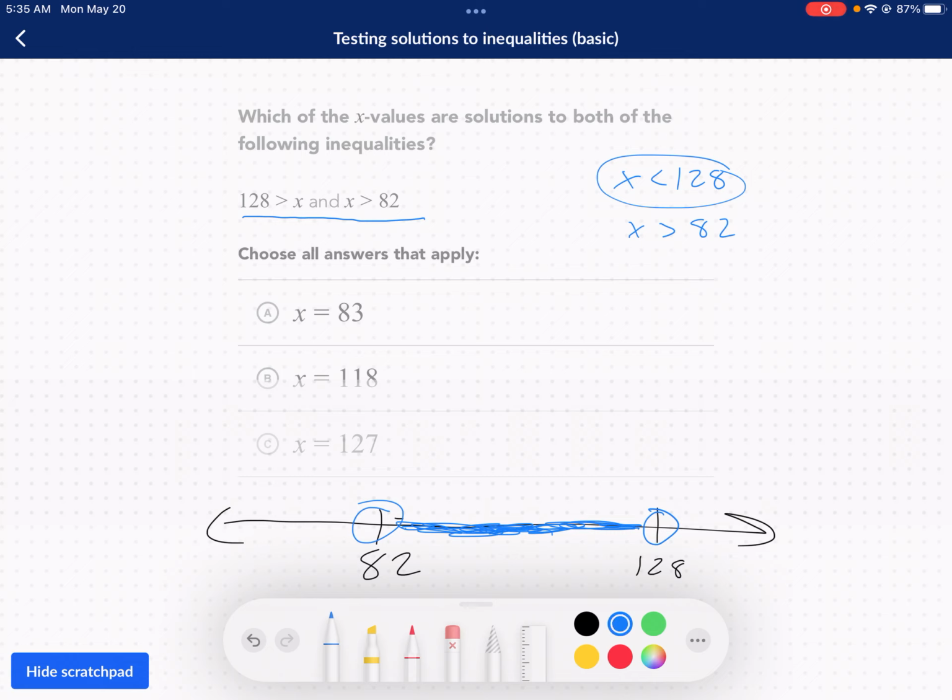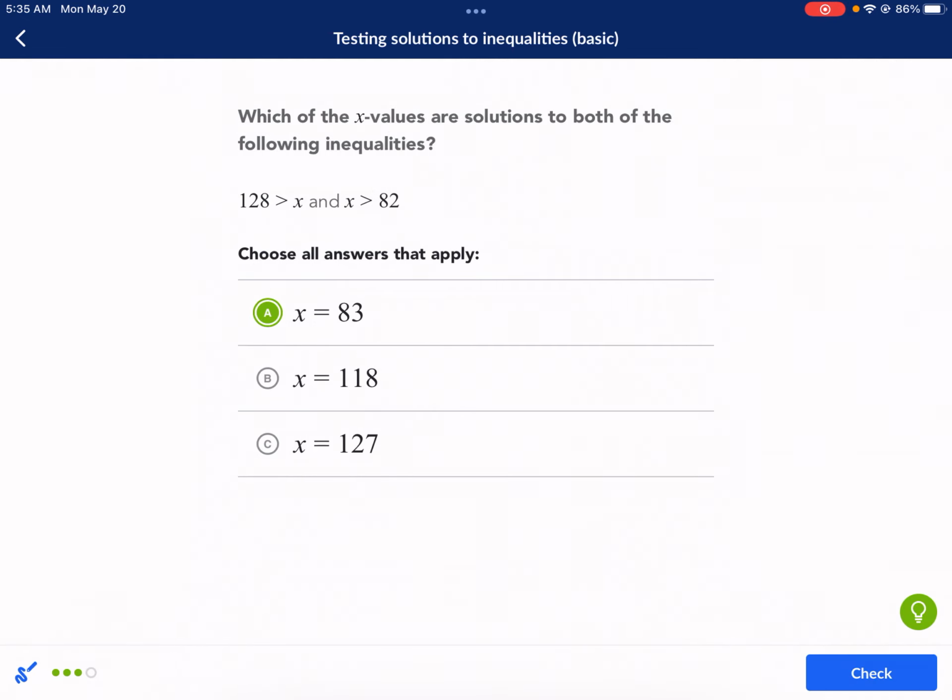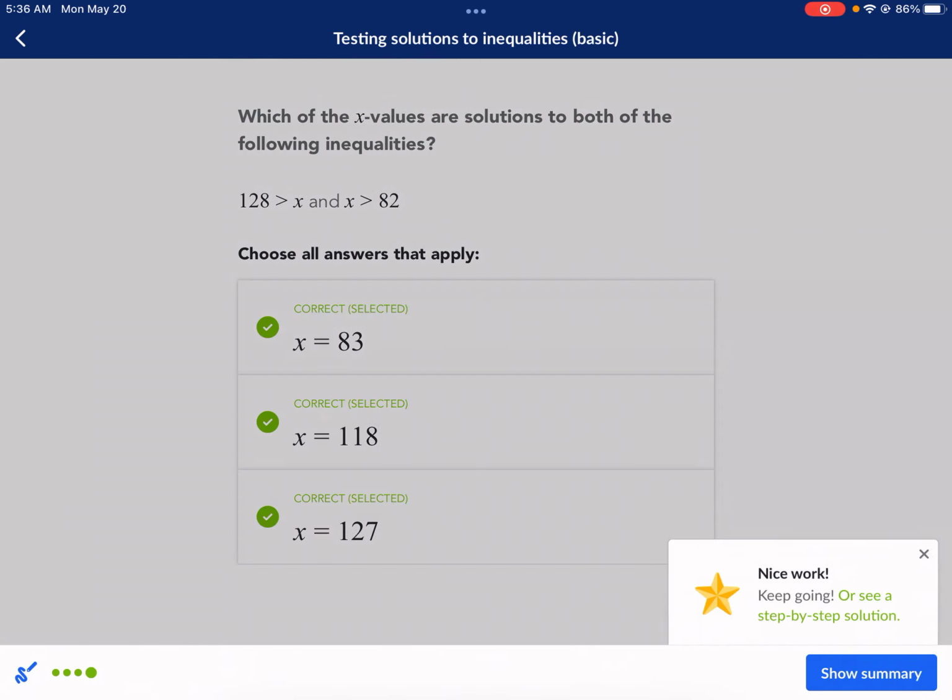We're looking for something in between 82 and 128. Has to be bigger than 82, but less than 128. Okay, so if I'm looking at this, I'm looking at all three numbers, and I'm seeing that all three are in between these two numbers. 83 is here, 118 is here, 127 is right there. All three satisfy these two inequalities in combination, and that's it.